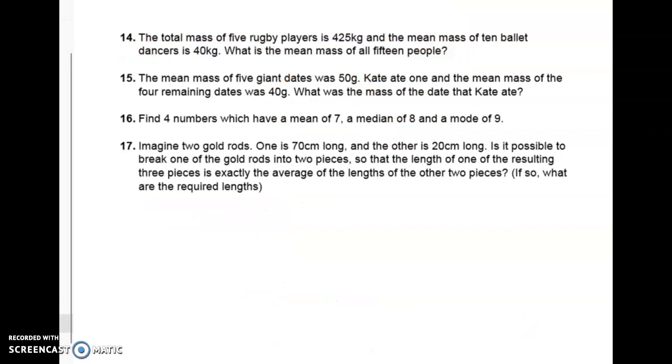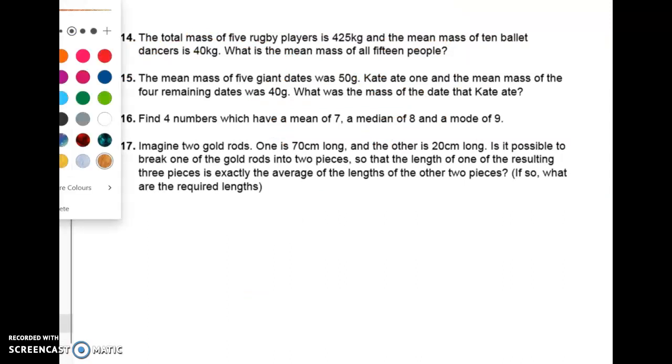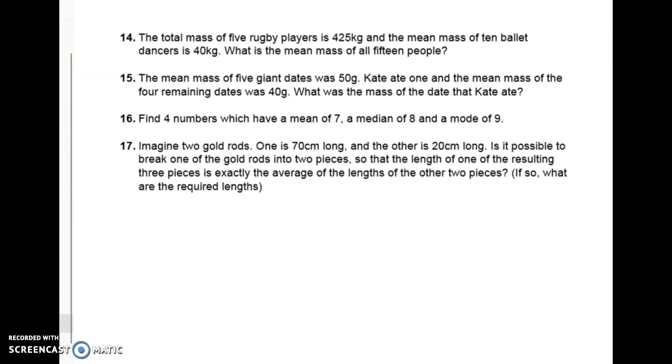So I put all these together on one page, even though they're going to take a little bit more room to work out. And they are a bit of a step up. You have to be really thinking about what the mean is and where it comes from. So question 14 goes like this. The total mass of 5 rugby players is 425 kilograms, and the mean mass of 10 ballet dancers is 40 kilograms. So what is the mean mass of all 15 people?